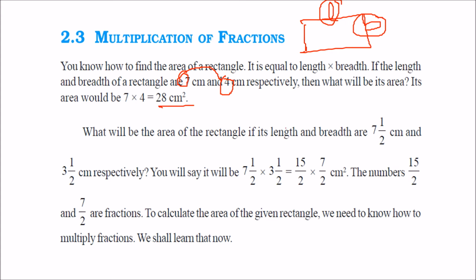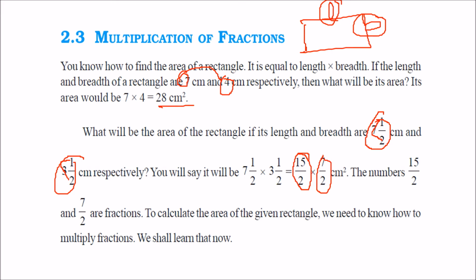How about something different? Like the length is now 7.5 and the breadth is 3.5. 7.5 is what? 7 2s are 14 plus 1, that is 15 by 2. And 3.5 is what? 3 2s are 6 plus 1, that is 7 by 2. How to multiply them? The simplest way is to multiply.